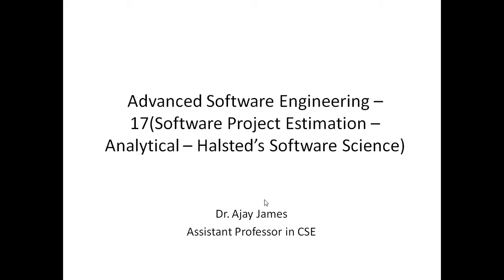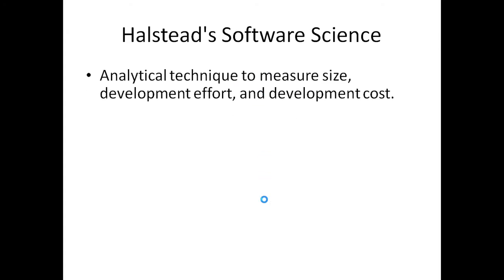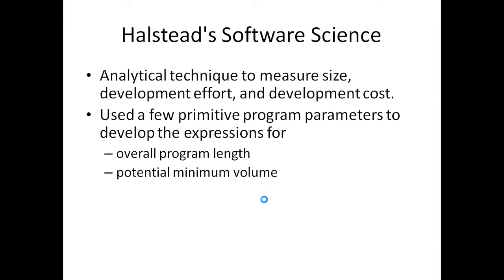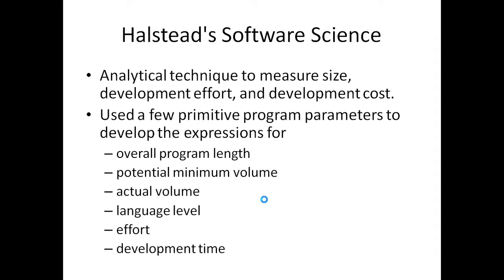Hi all. So in this lecture, we will see about Halstead software science. This is an analytical technique to measure the size, development effort, and development cost of software. He used some primitive program parameters to develop expressions for the following. First one is the overall program length, then potential minimum volume, actual volume, language level, effort, and development time.